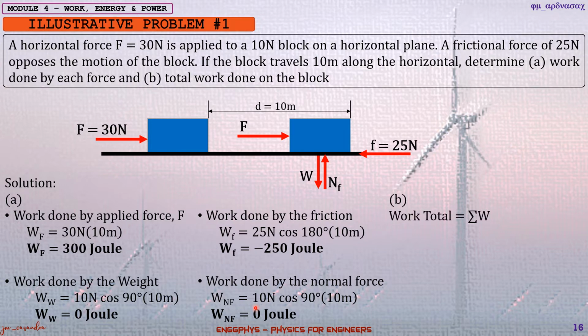The total work done on the block will simply be equal to the algebraic sum of the work done by the forces. So that is equal to the work done by the applied force, 300 joules, plus the work done by the weight, 0, plus the work done by the friction, -250 joules, and the work done by the normal force, which is 0. So computing now, the total work is equal to 50 joules. So okay, let's have example number 2.